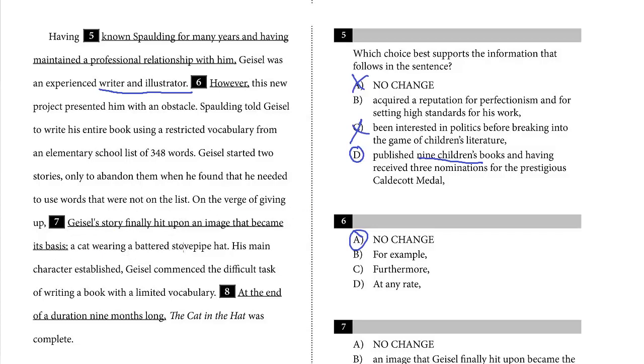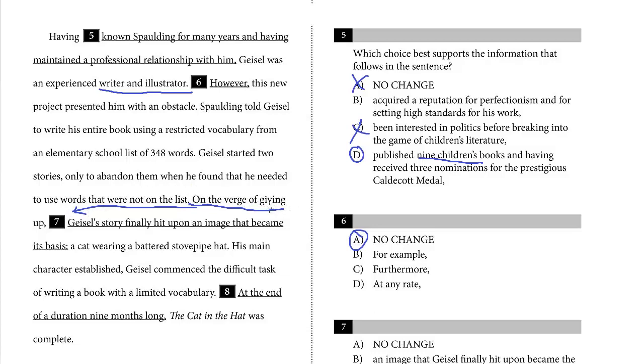On the verge of giving up, Geisel's story finally hit upon an image that became its basis: a cat wearing a battered stovepipe hat. All right, this question, you should recognize this right away. This is an introductory clause, on the verge of giving up. It's a dependent clause. It's introducing a subject. You don't have the subject. Whenever you see this, it's an automatic question. Whatever is being described in this dependent clause, this introductory phrase, you need the subject immediately after.